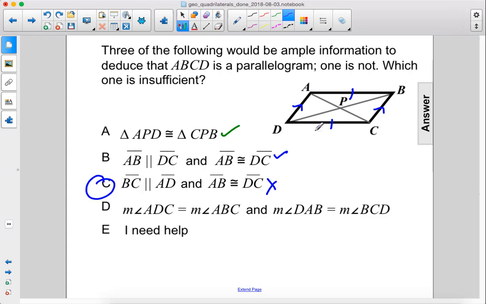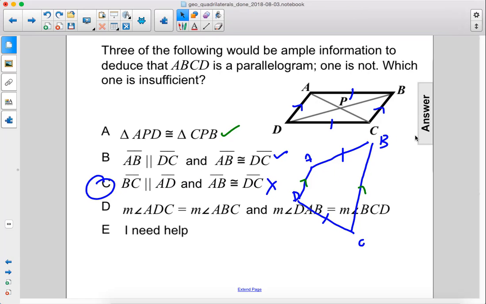It doesn't say anything about these being the same length, but we could have AD like this, we could have BC like this, and these two, AB and DC, could still be congruent. They're the same length. So this would be congruent to that, and we have this parallel to this. This is not a parallelogram, but it does satisfy these conditions. Therefore, the answer to this problem is C.